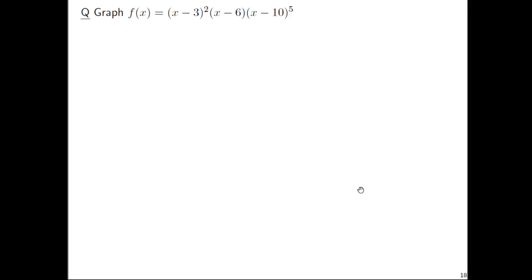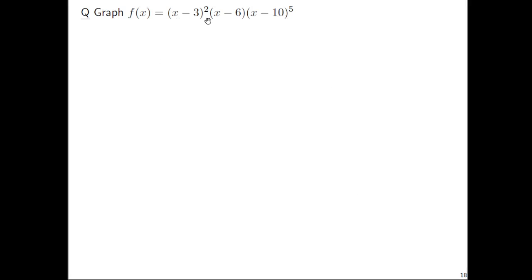Okay, this one looks much more involved, but it's actually not because it's already written in a factored form. So let's graph f of x equals (x minus 3) quantity squared times (x minus 6) times (x minus 10) to the fifth. Now, one inclination that sometimes people have is to FOIL all this out.